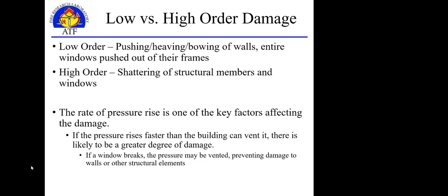So say I've got a relatively small explosion. If I've got a window that vents, or say the window pops out of its frame, I'm going to vent that pressure and I'm going to have very little damage elsewhere in the structure. Maybe that vented window is the only evidence of the explosion that I have. Versus if I've got a very quick pressure rise, maybe even the window can't vent that quickly, and so the whole structure just shatters.